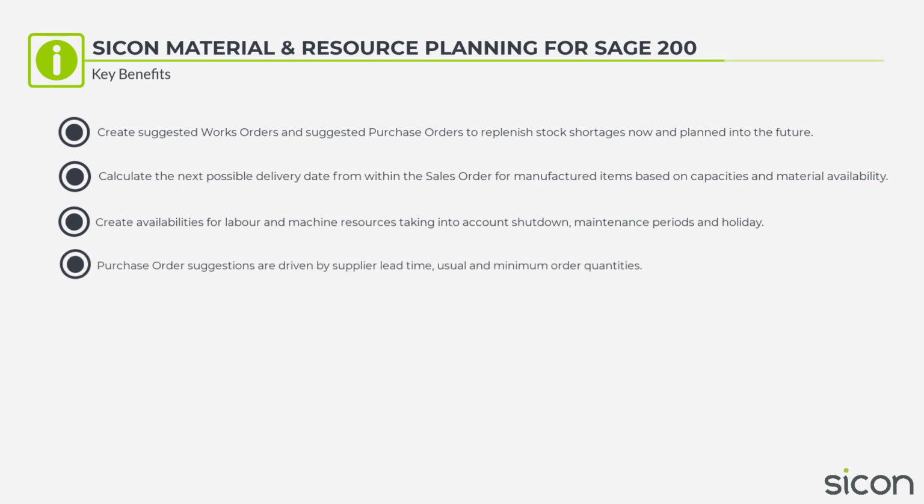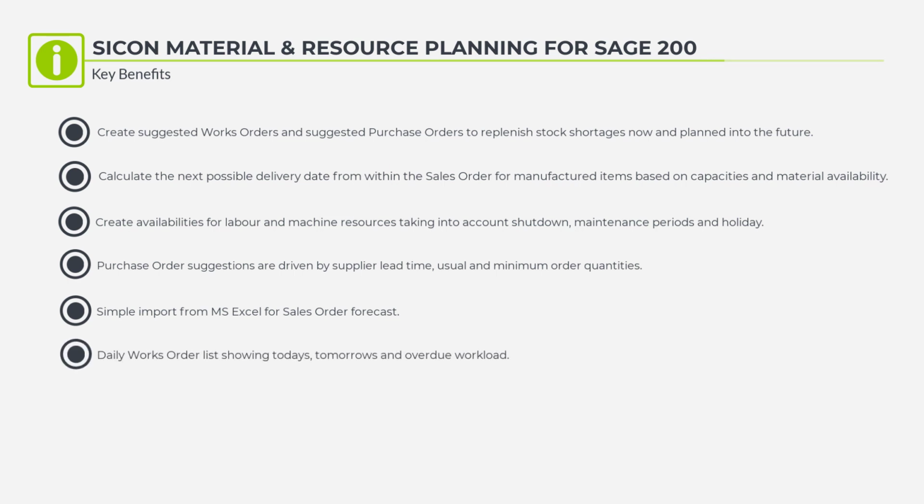Purchase order suggestions are driven by supplier lead time, usual and minimum order quantities. Simple import from Microsoft Excel for sales order forecast. Daily works order list showing today's, tomorrow's and overdue workload.